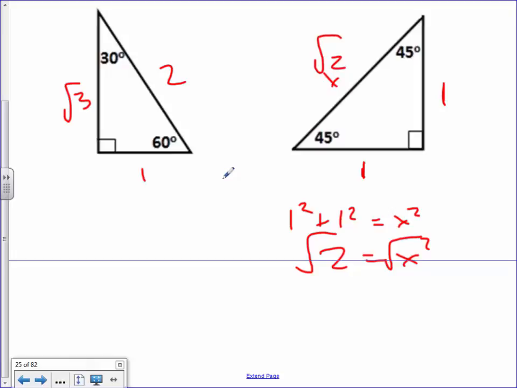Put these triangles on your formula sheet somewhere just so that you have them nearby. One of them goes 1, 2, and root 3, and one of them goes 1, 1, and root 2. We can use these triangles to help us solve things exactly, rather than rounding.